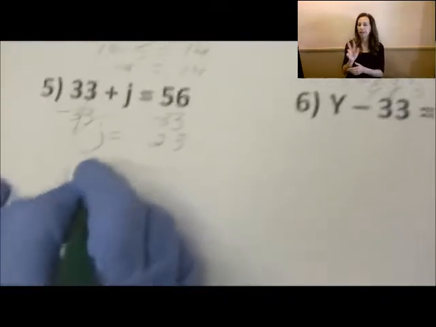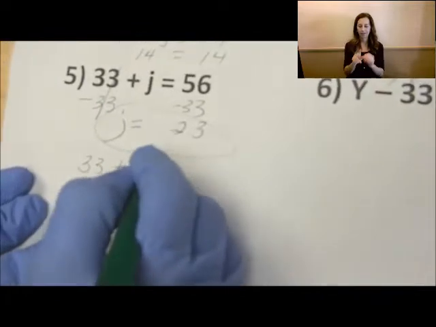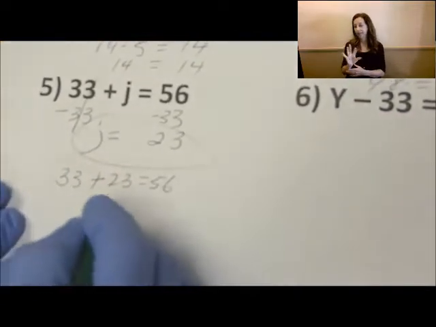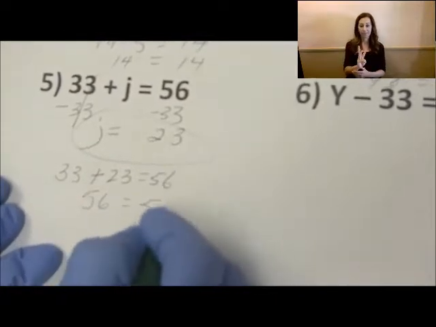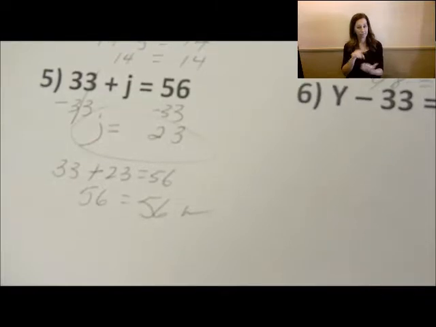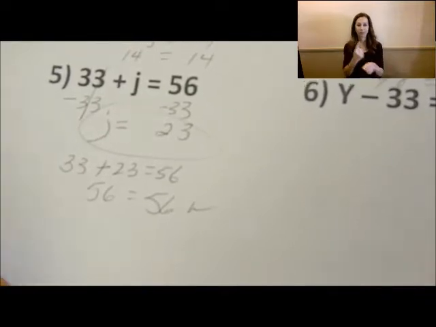So 33 plus 23 equals 56. We've got 56 equals 56. That's our solution. Back check so we know that we got the answer correct.